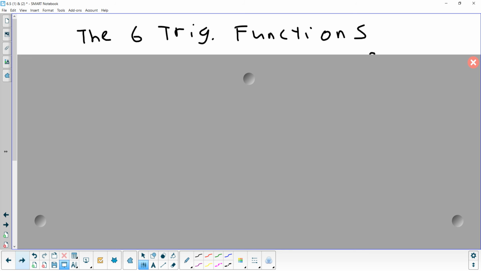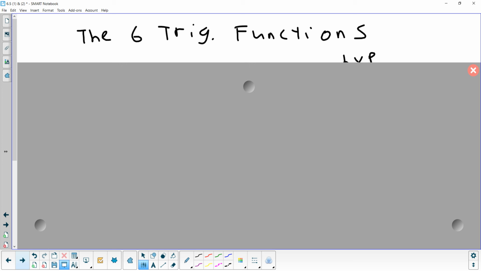So we're going to take a look at the 6 trig functions. We've already defined them before. We looked at them when we did unit circle. We looked at them again when we did graphing. But now we're going to define them. Instead of using sine equals y, cosine equals x, and tangent is y over x, that was unit circle, we're going to define them using the words opposite, adjacent, and hypotenuse. So let me give you the definitions, and then I'll explain.